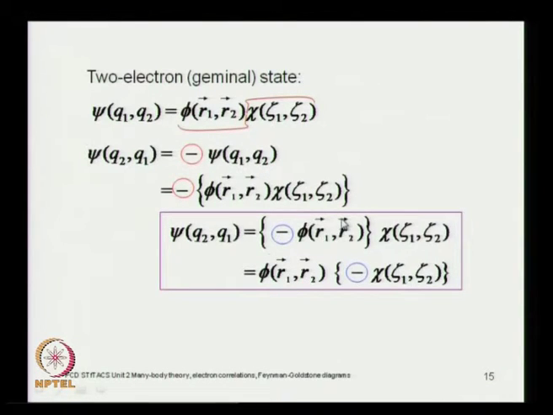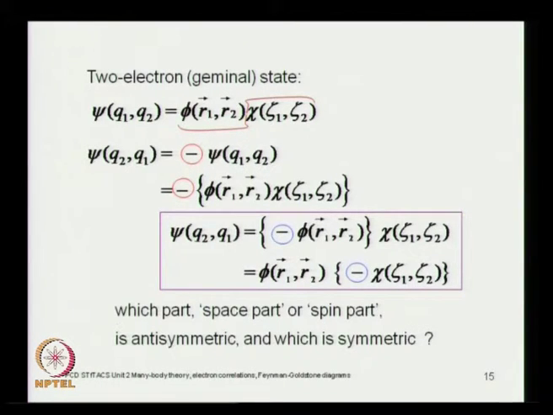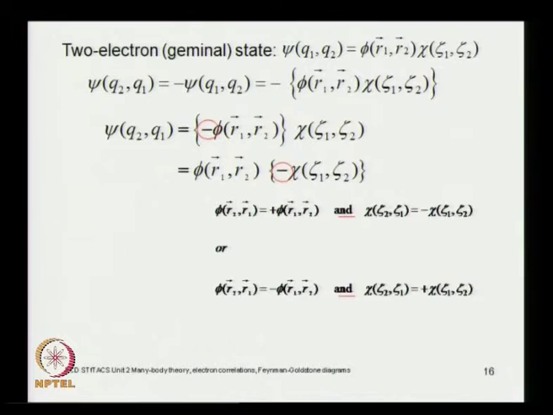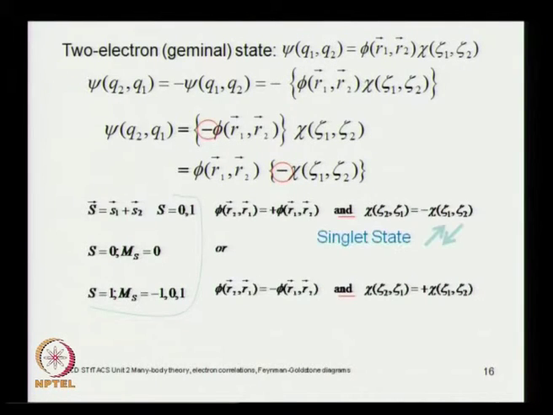So, there are 2 possibilities here: that the orbital part is antisymmetric and the spin part is symmetric, or the orbital part is symmetric and the spin part is antisymmetric. So, you have 2 kinds of solutions, and you must ask which part is symmetric and which part is antisymmetric, and depending on whether you are dealing with a symmetric orbital part or a symmetric spin part, you get the triplet or the singlet states.